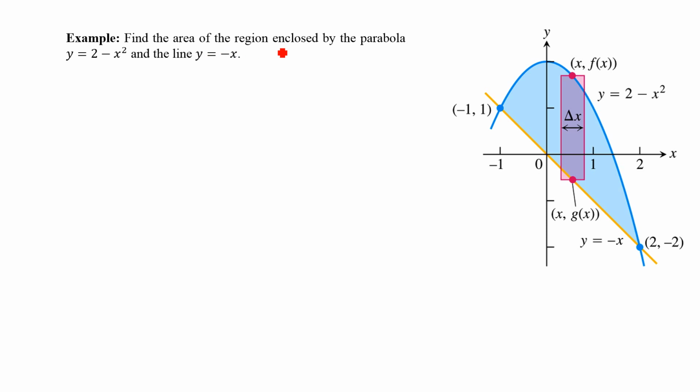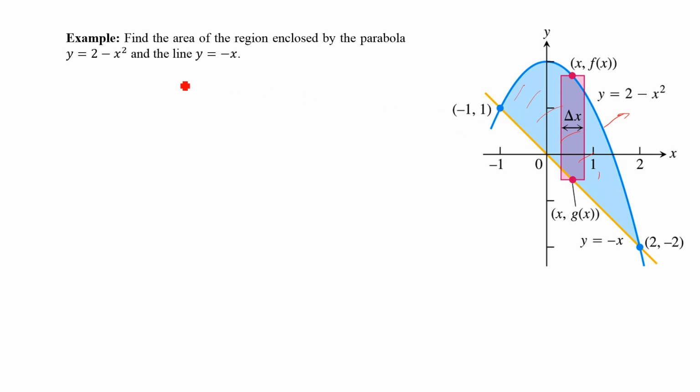Find the area of the region enclosed by the parabola y equals 2 minus x squared, so this is the graph of y equals 2 minus x squared, and the line y equals minus x. And we are not given a and b. In such cases, we have to find the points of intersection of both curves in order to find the area enclosed by the curves if we are not given the limits. So in order to find the limits, we have to find the points of intersection.